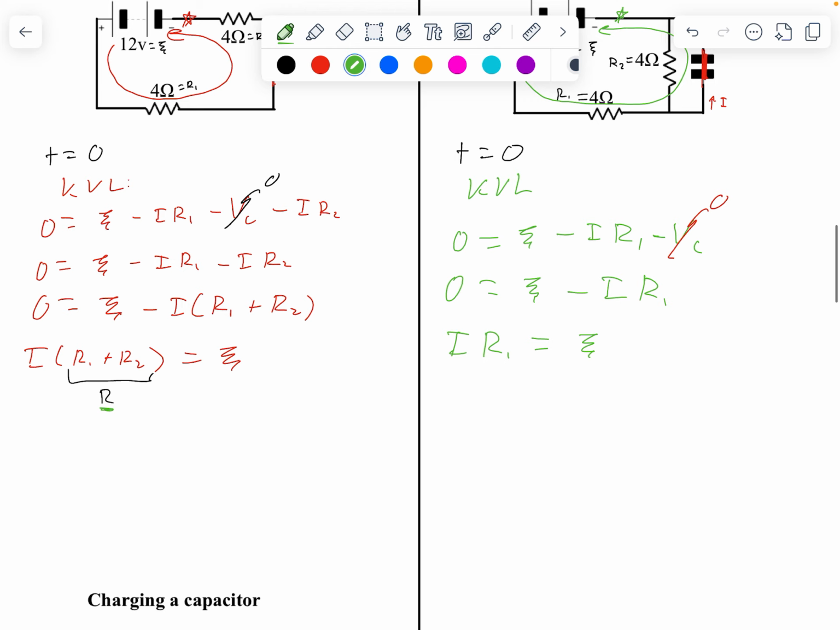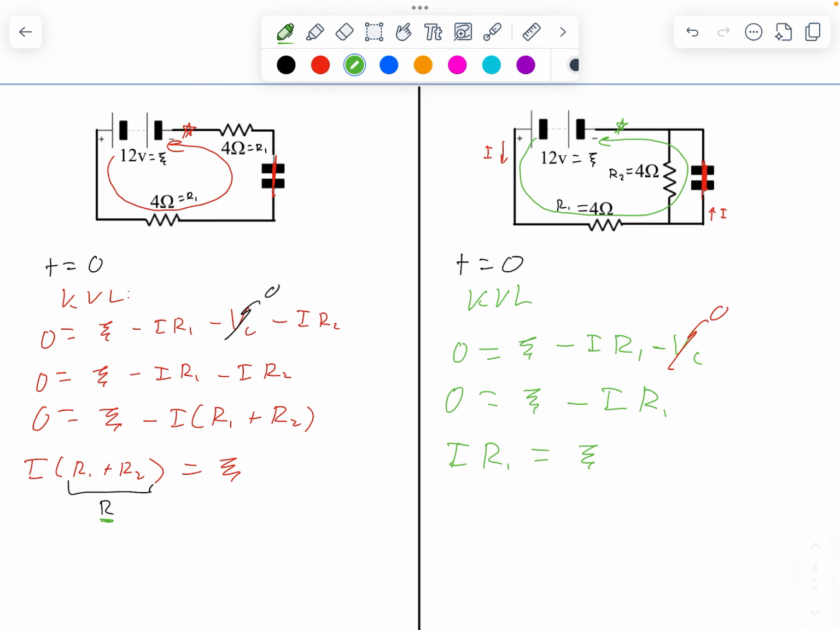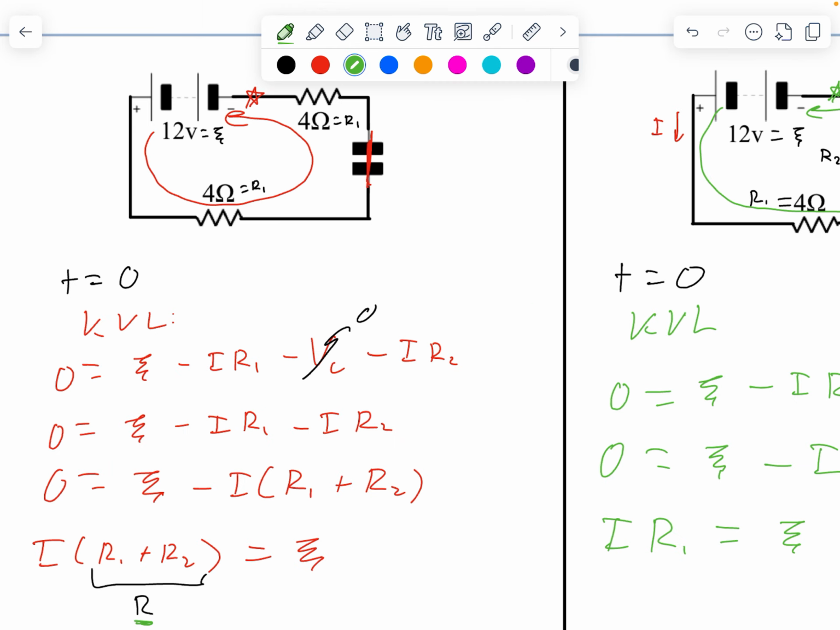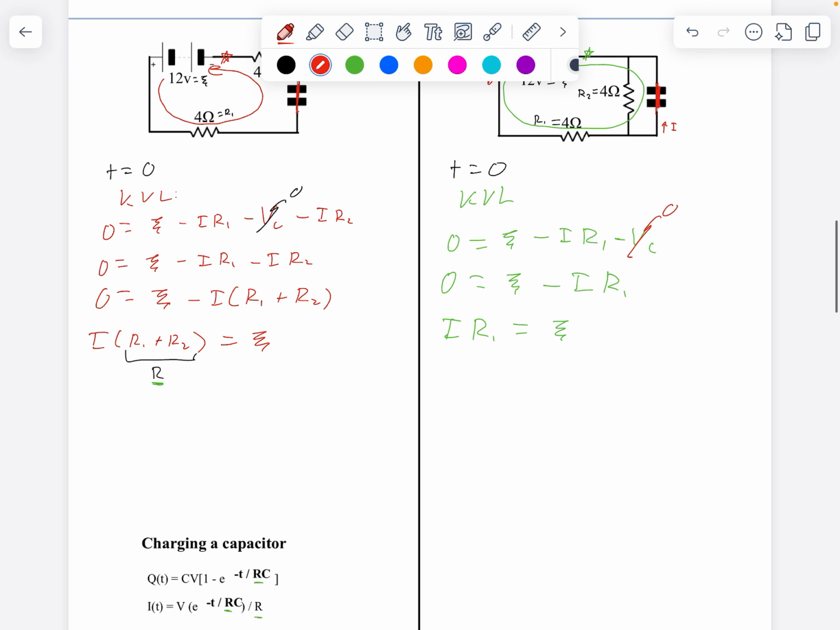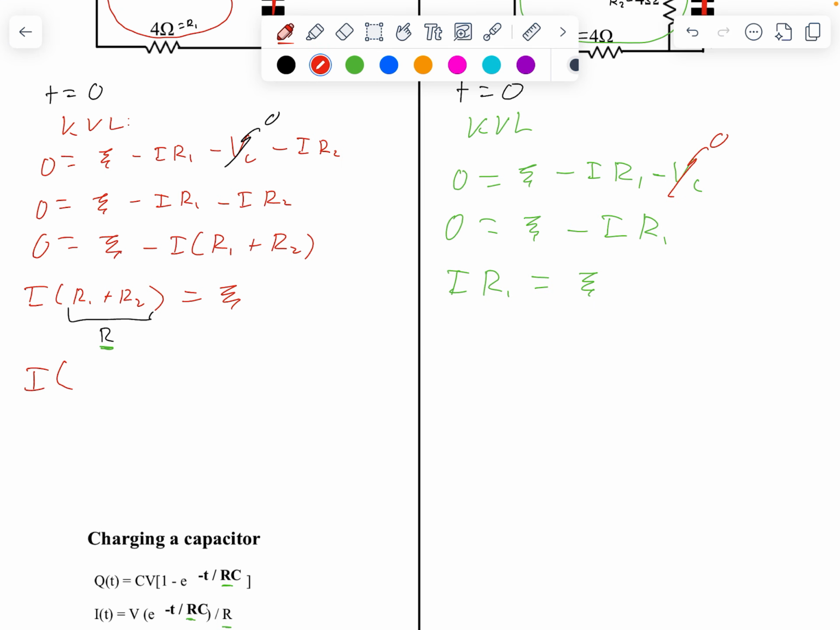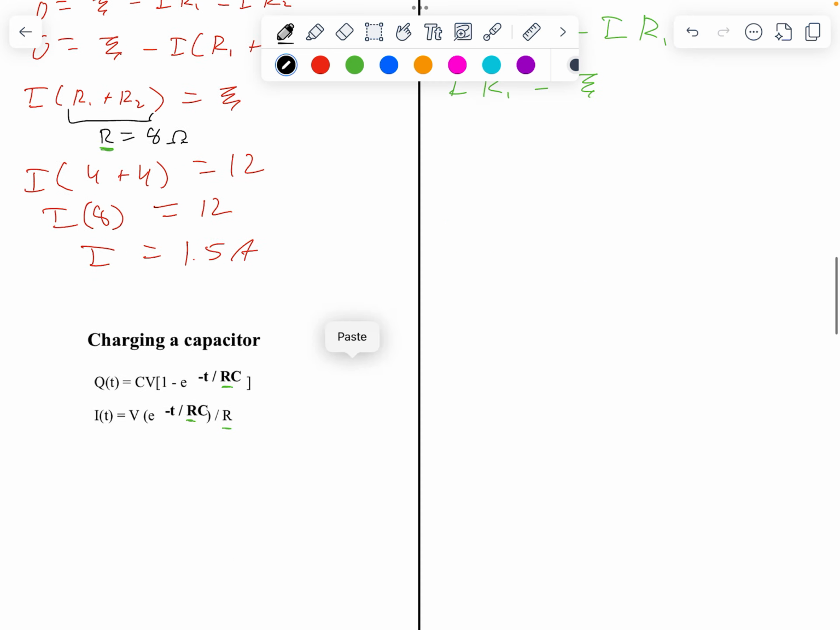So if I go back to this circuit here, when I'm considering both R's, I've got two R's, so I've got R plus R. I can figure out the current. So I've got 4 plus 4, each of the two resistors, and the EMF is the 12 volts. So I get I times 8 is equal to 12. So over here, the current is just going to be 1.5 amps. That's important for us to figure out the current. What's more important is that R is equal to 8 ohms over here. So when we're just charging a capacitor, it's 8 ohms that we need over here.